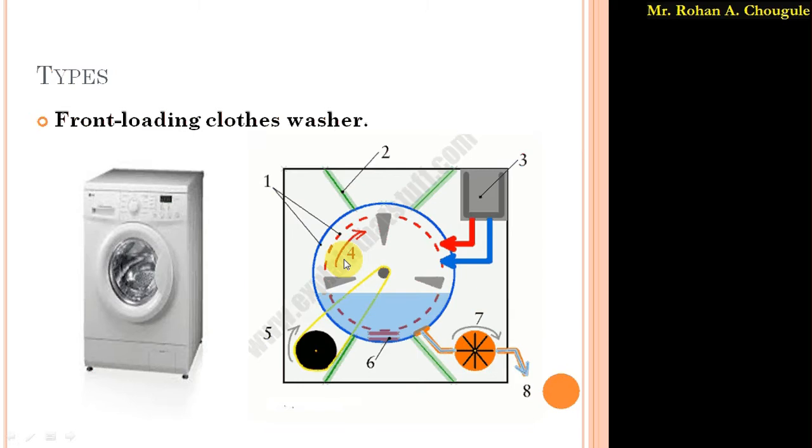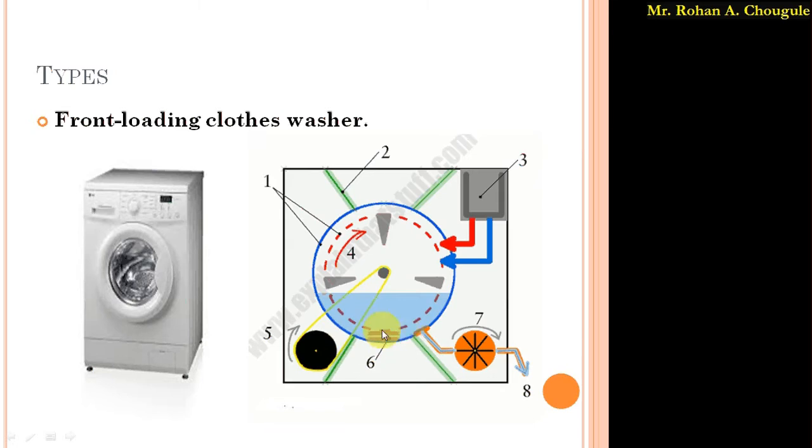Then after that we have these paddles. With the help of these paddles, the water and detergent get sloshed onto the cloths. Then again, to rotate this inner drum, we have used this electric motor which is connected to this inner drum with the help of the rubber belt. Here the rubber belt is shown by this yellow color. Then again, the heating element is used to heat the water as per the requirement.